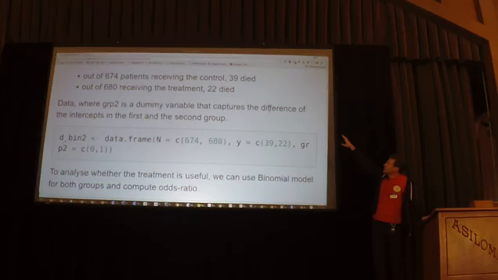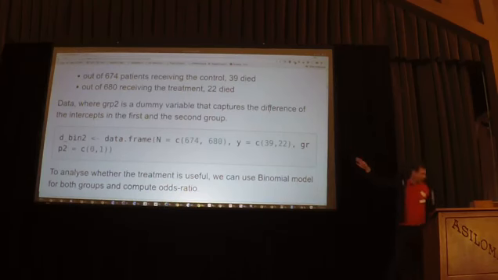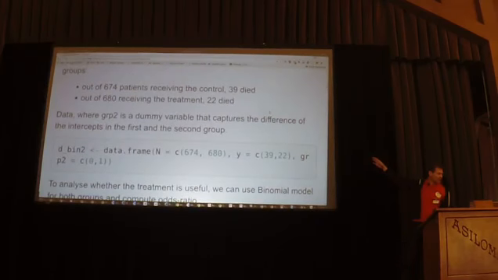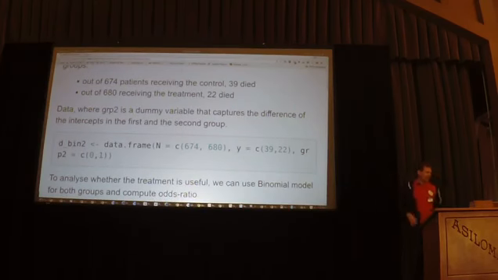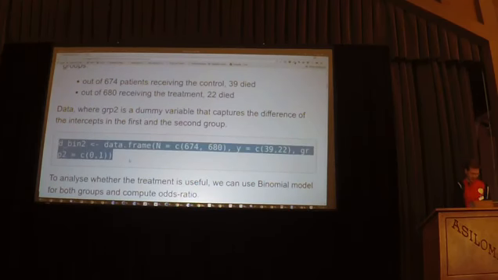So there was a beta blocker medicine, and out of 674 patients receiving the control, 39 died. Out of 680 receiving the treatment, 22 died. And then we want to ask, is this treatment beneficial? We put the data in.